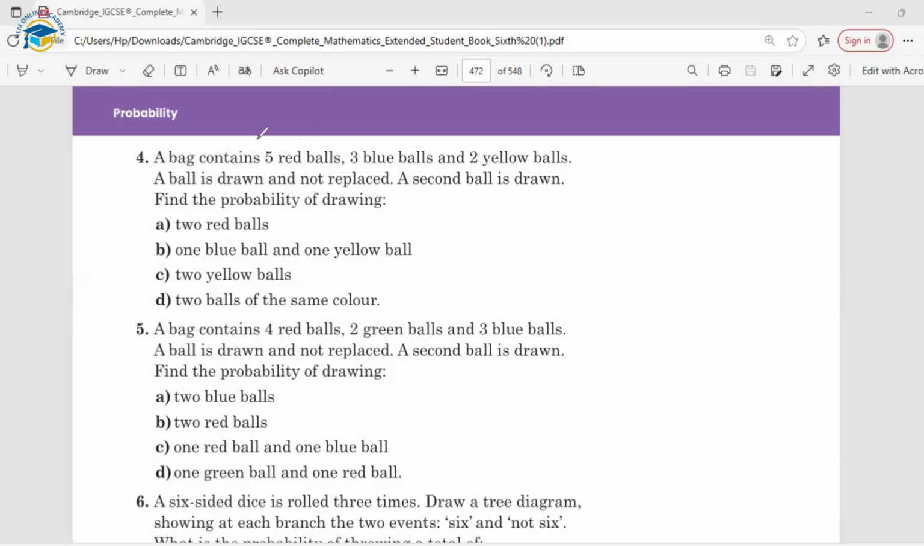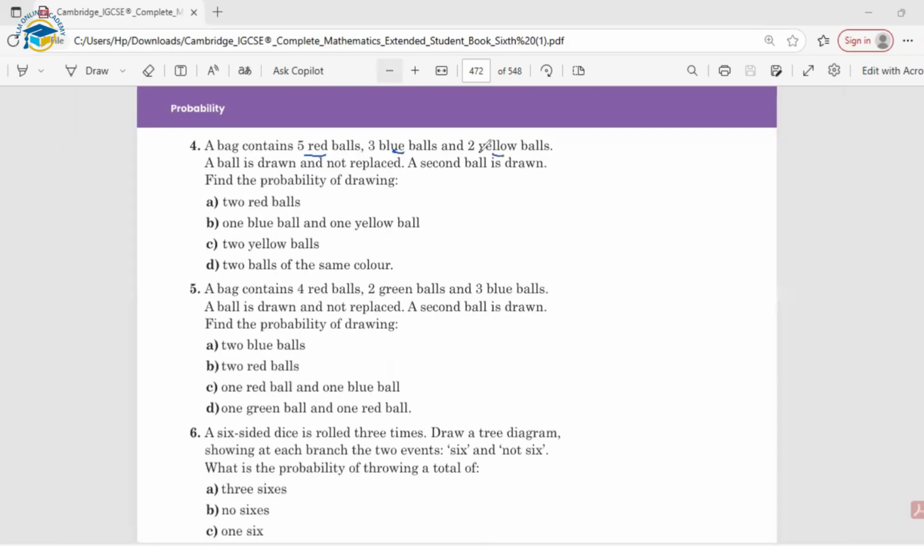Going on with the fourth part, they're saying that a bag contained 5 red balls, 3 blue balls, and 2 yellow balls. So this time we have 3 different colored balls. First of all, for question number 4, let me check the total balls: 5 plus 3 plus 2, 10 balls. They're saying a ball is drawn and not replaced. Like we are going to draw a ball, but we're not going to replace it back. Then a second ball is drawn.